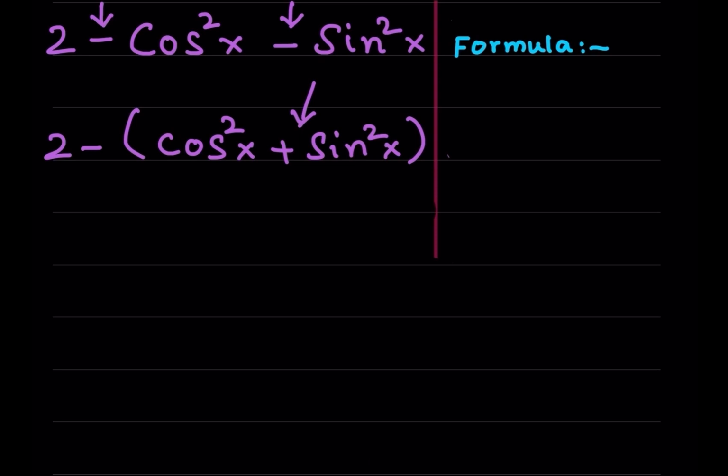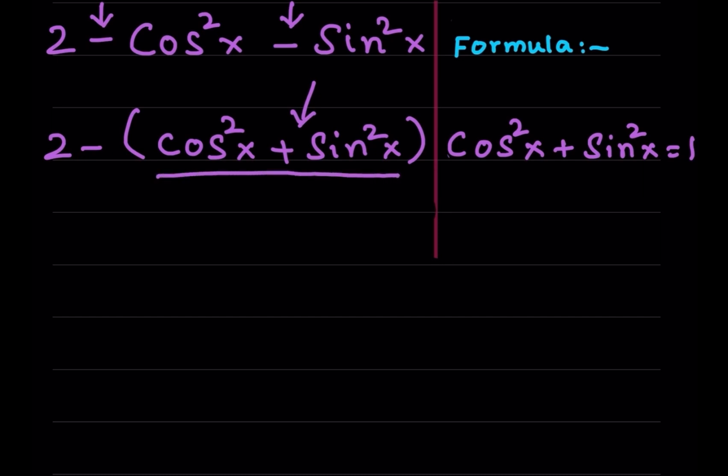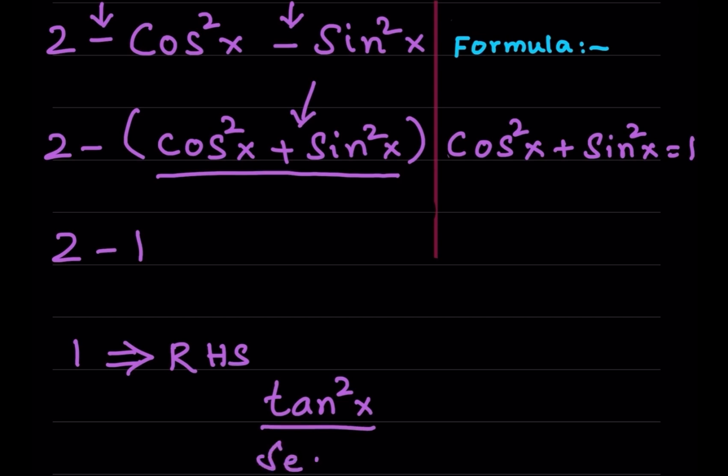Now I'm going to write the identity formula. Cos square x plus sine square x is equal to 1. So instead of cos square x plus sine square x, I'm going to write 1. So 2 minus 1, which is 1. So that's the right hand side. Hence we proved tan square x divided by secant square x plus cot square x divided by secant square x is equal to 1.